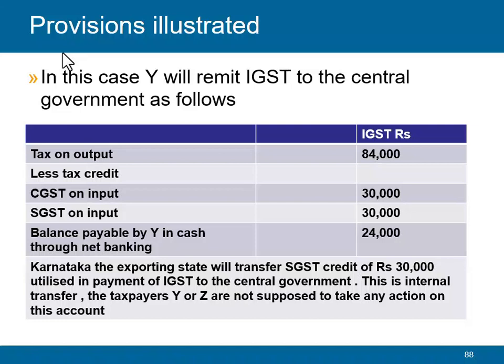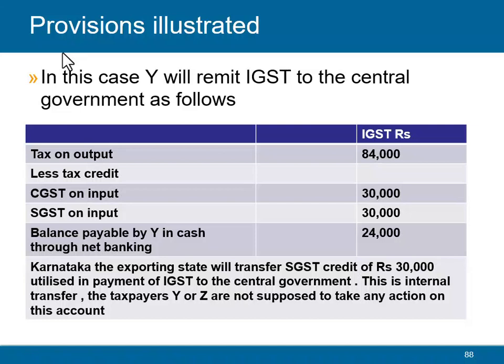उसको फिर गवर्नमेंट को पैसा देना पड़ेगा क्योंकि उसके सामान वहां से निकल गया, वहां कंज्यूम ही नहीं हुआ. लेकिन उसका इनपुट क्रेडिट इस बंदे ने ले लिया था. ओके, तो वो अब कुछ करेगा. ठीक है. This is an internal transfer. The taxpayers of X and Y are not supposed to make any action on this account.